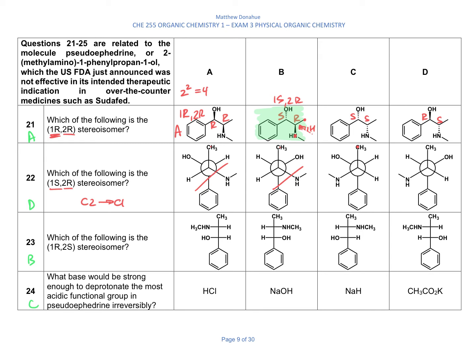And now the amine is on the left. The alcohol should be opposite. So these are the same, so it can't be that. So to the left, to the right, it's got to be D.